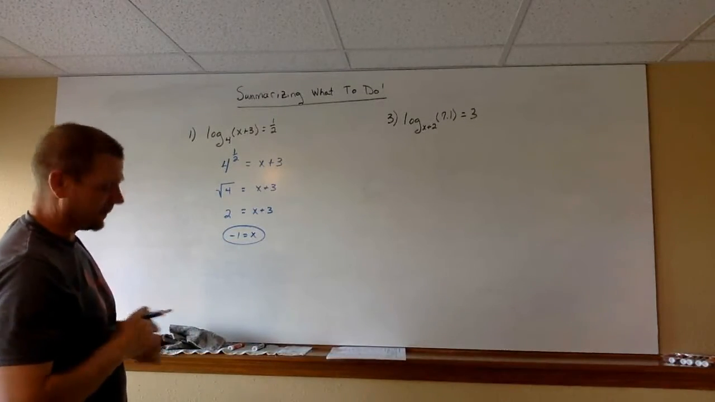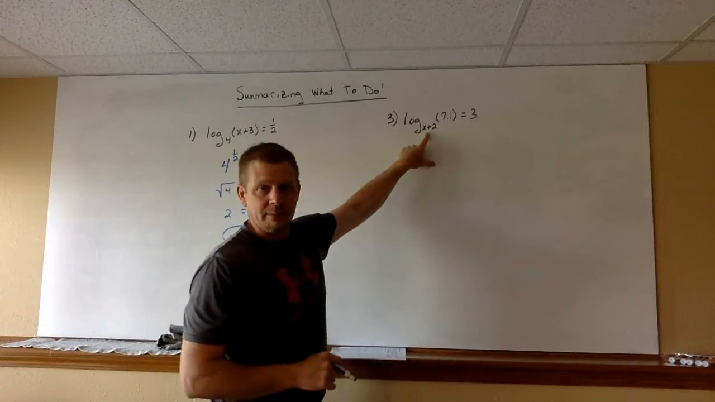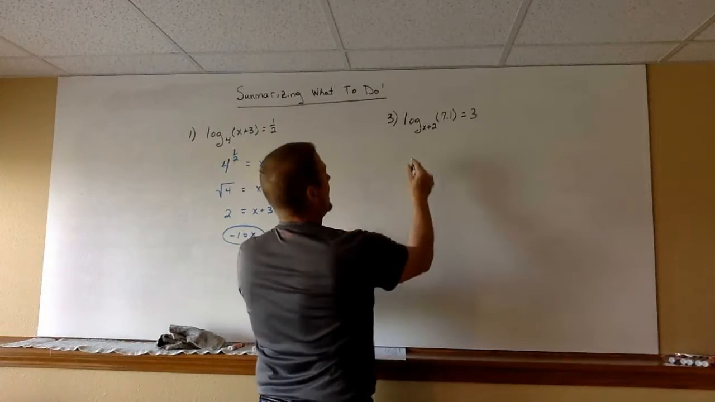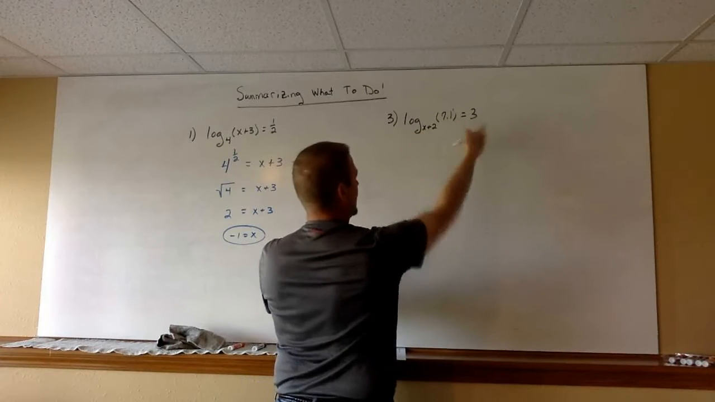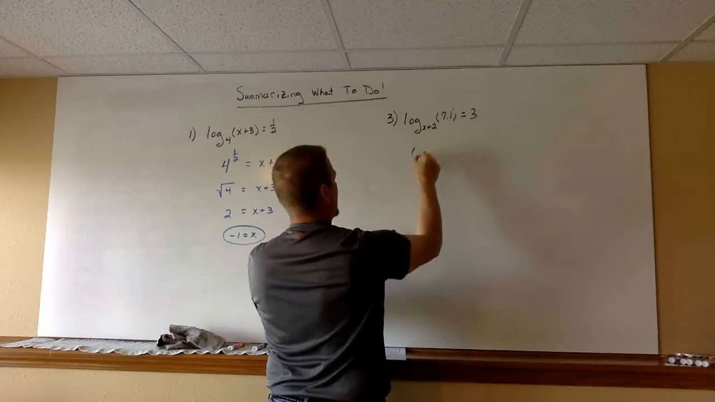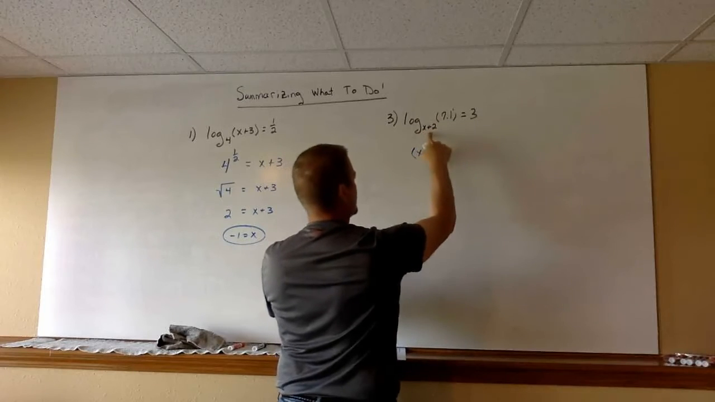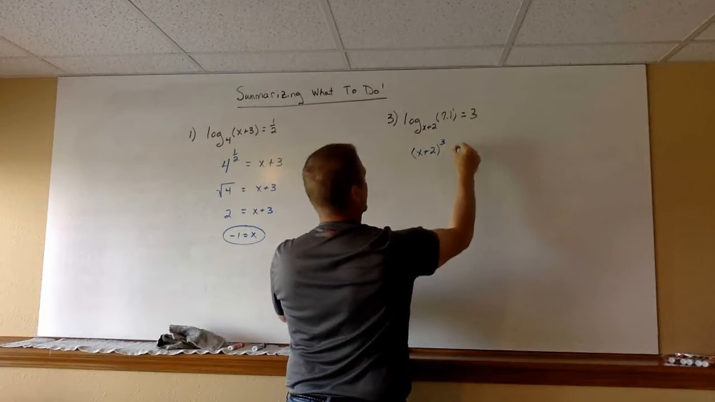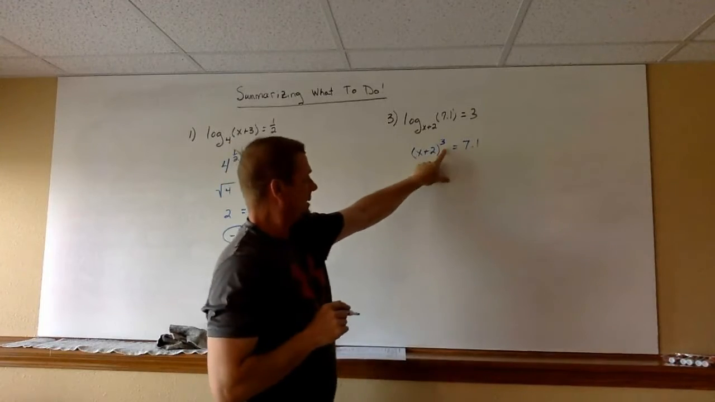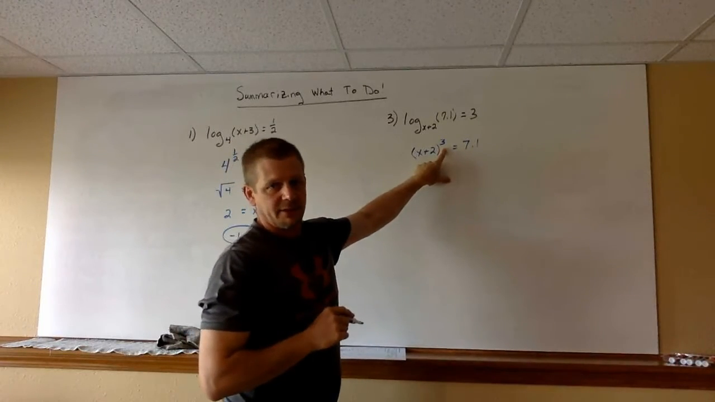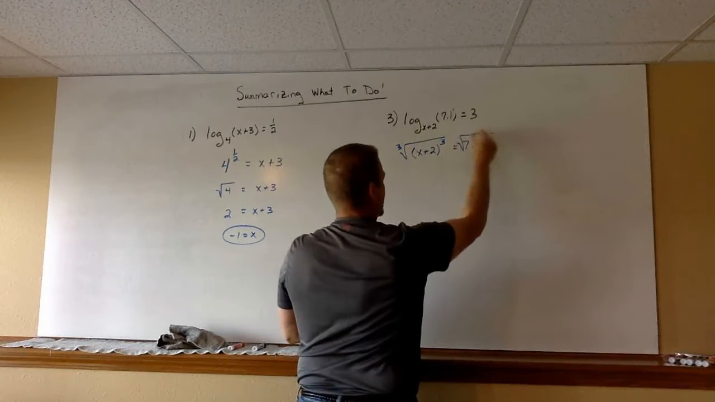Now when I look at number 3, same thing, except now my unknown's in the base. So all I'm going to do is I'm going to rewrite it because I have a variable in my log. I'm going to rewrite it as an exponential. So I have quantity x plus 2, because the entire base, whatever is down here, goes to that exponent, equals 7.1. Well, because I don't have a fraction here, I can get rid of a cubed root real easy by just taking the cubed root on both sides.